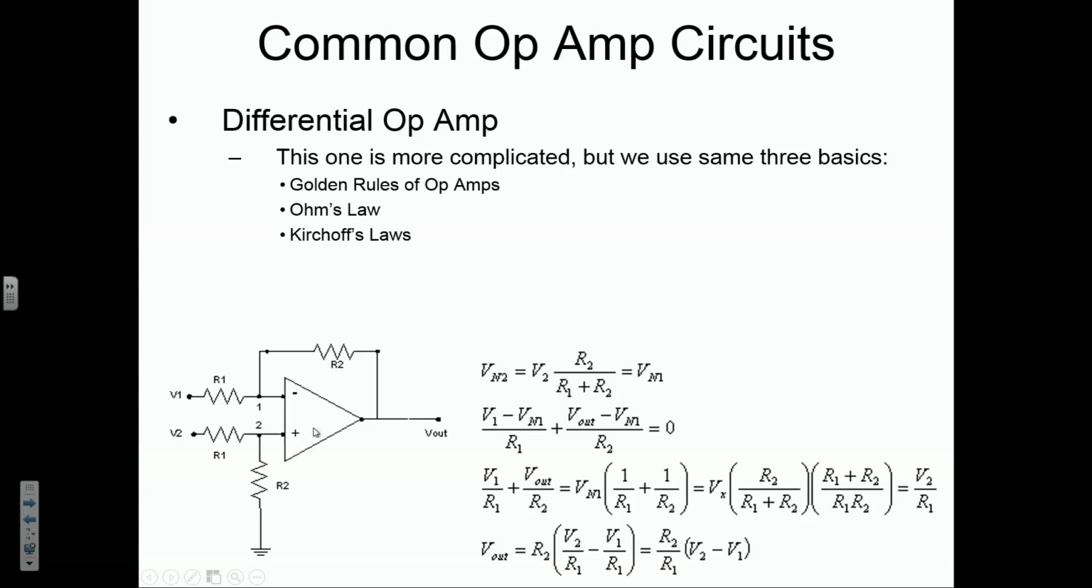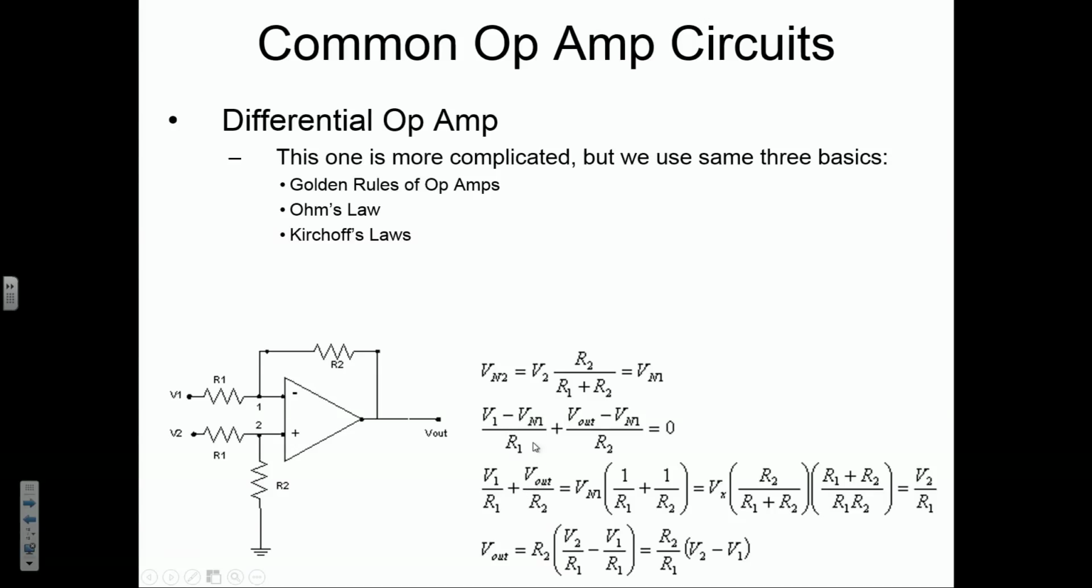We also know that that has to be equal to the voltage at node 1, because the golden rule of op amps states that the voltage at node 1 and the voltage at node 2 have to be the same. So let's look at what V1 is. V1 minus the voltage at node 1, over R1, that is this current right here, plus this current right here, which we can say is V out minus V at node 1 divided by R2, equals 0, because we know there's no current going into this inverting terminal here.